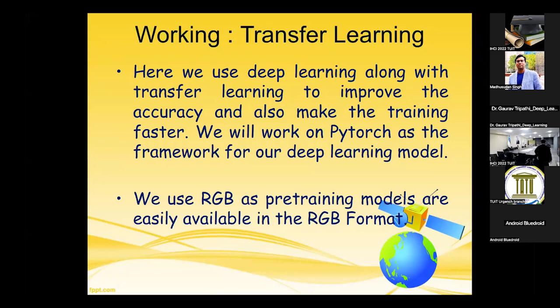Okay, I'll continue. So here we use deep learning along with transfer learning to improve the accuracy and also make the training faster. We'll work on PyTorch as the framework for our deep learning model. We also use RGB, as pre-training models are easily available in the RGB format.